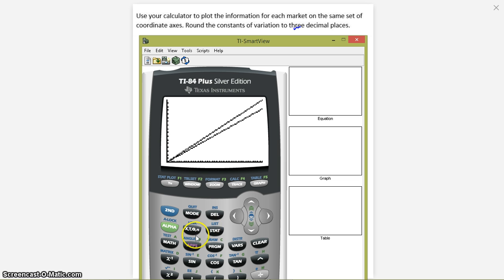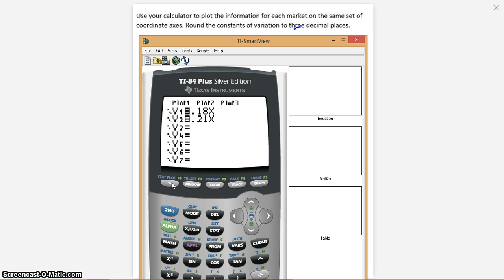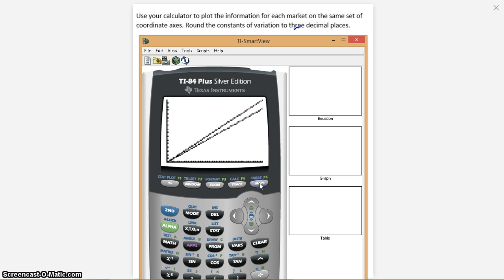Okay, so I put in market A first, so that was that first line here. And I put in market B second, and that's that second line. You can see market B was a little bit more expensive, and you can see it from the graph because it's a little bit steeper, just like a linear relationship would be, okay? So we went into the y equals, we put those numbers in, our equations that we came up with, we graphed them, we can see the 2 different graphs.